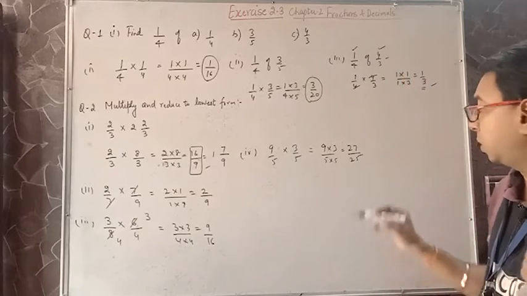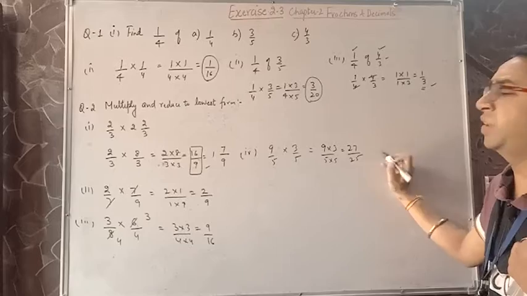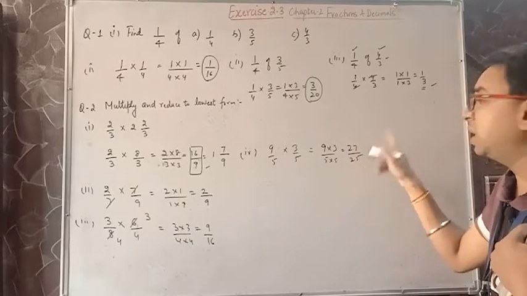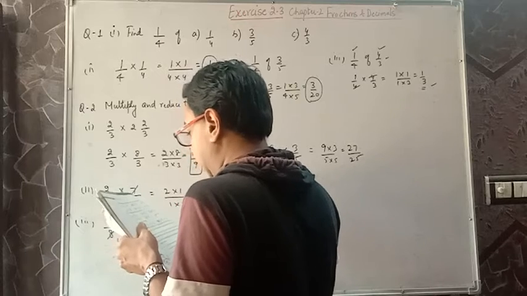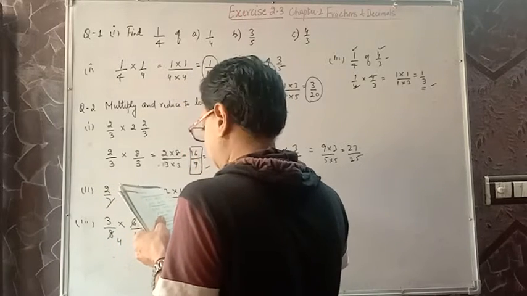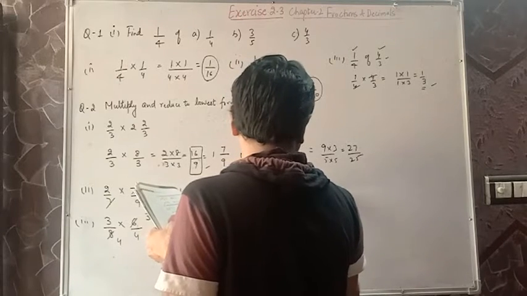Many students make a blunder there. They think 9 and 3, 5 and 5, and they'll cut 9 and 5. No, they must be cut by the same number. Okay? Fifth part. 1 by 3, 15 by 8. Cancel. Answer is 5 by 8.